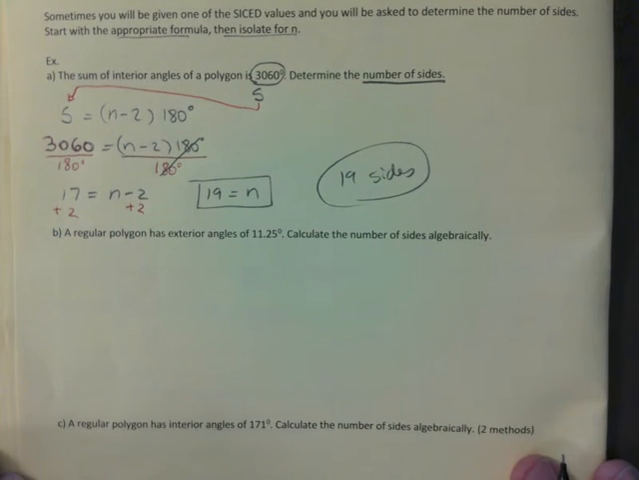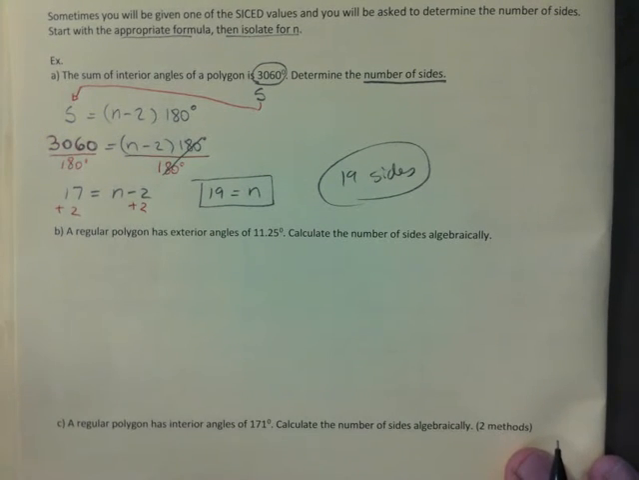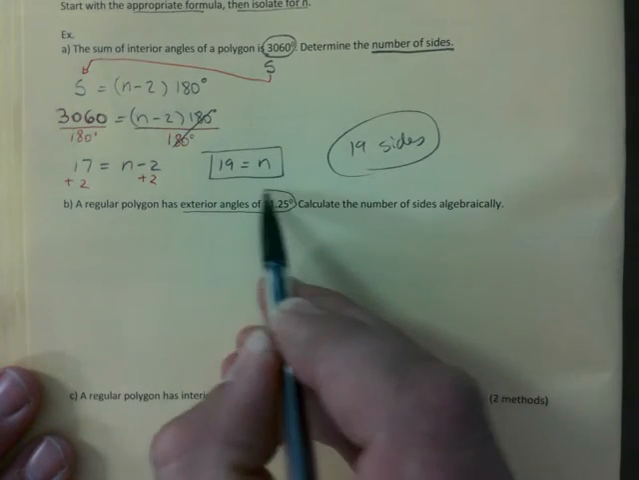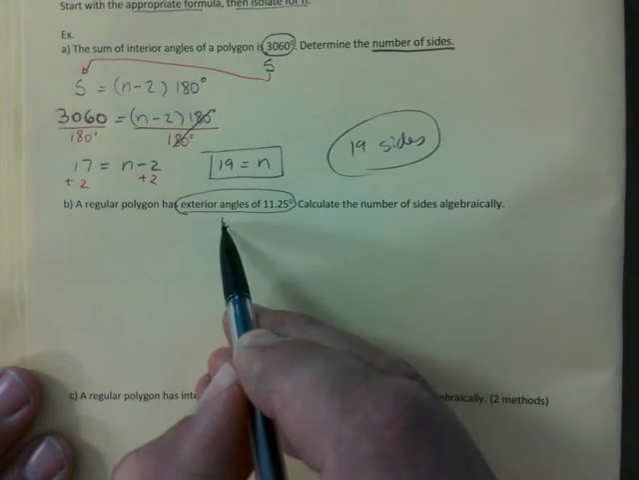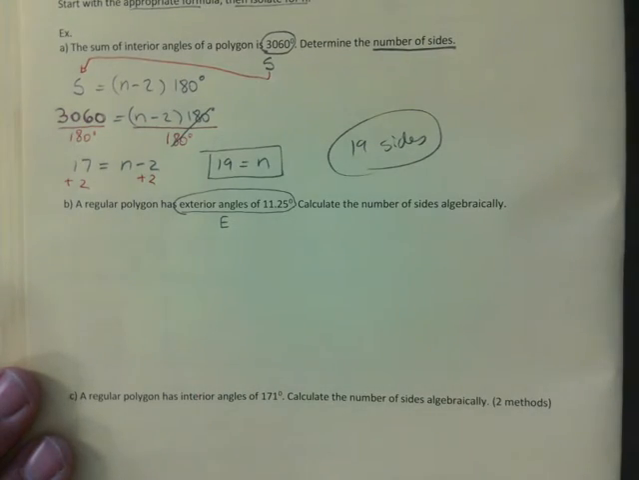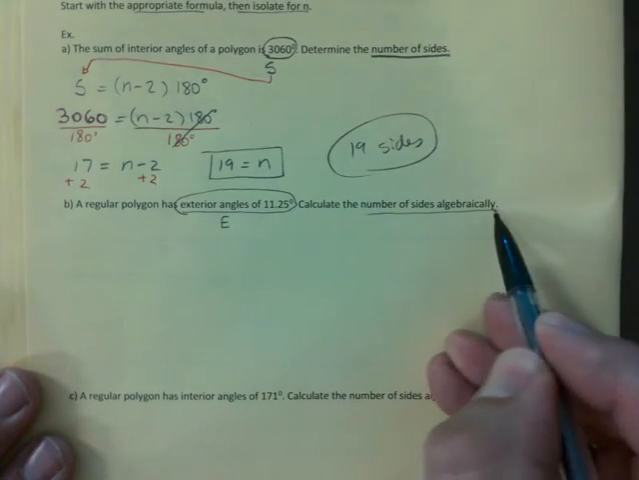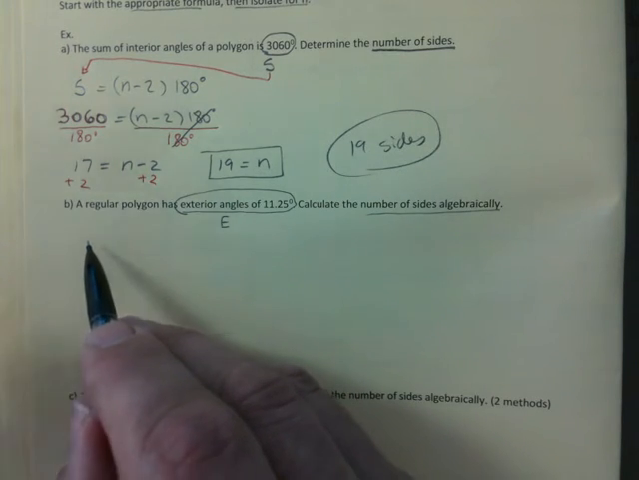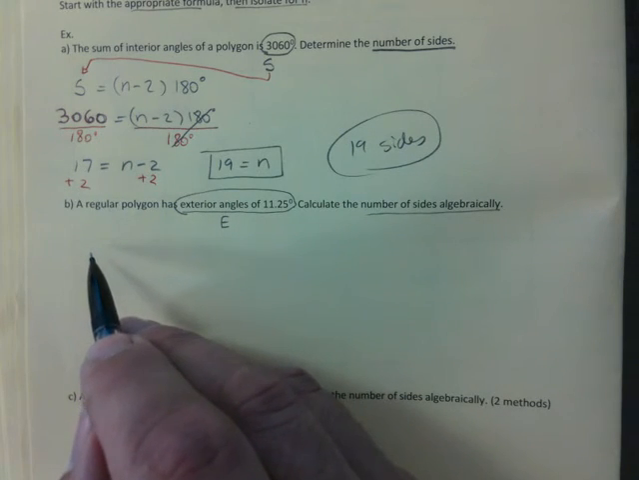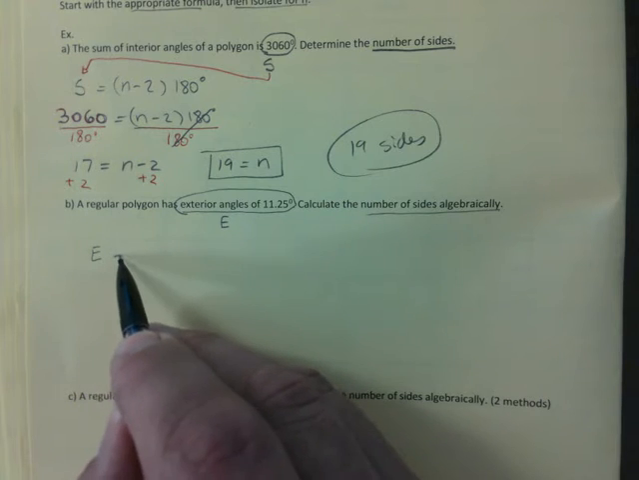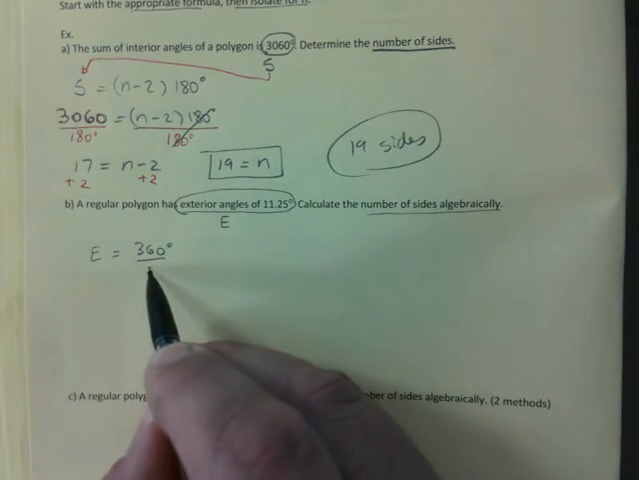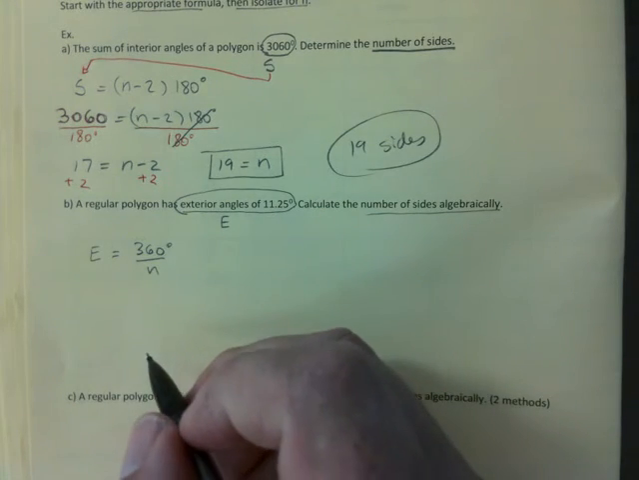How about a regular polygon? Next here. A regular polygon has exterior angles of this. So they're basically giving you the exterior angle. Determine the number of sides algebraically. So you go to your formulas, your study sheet. Oh, exterior is right here. Exterior angle is simply 360 divided by n. You're going to love this one. This one is actually not too bad.